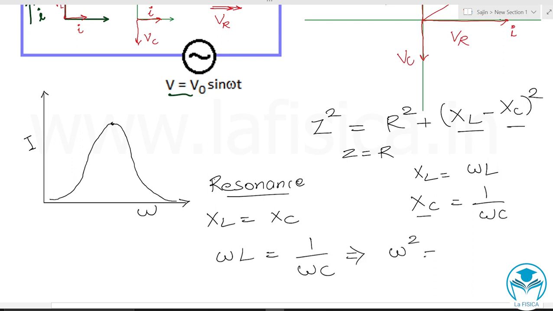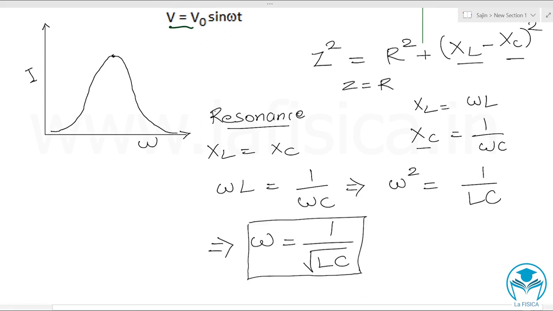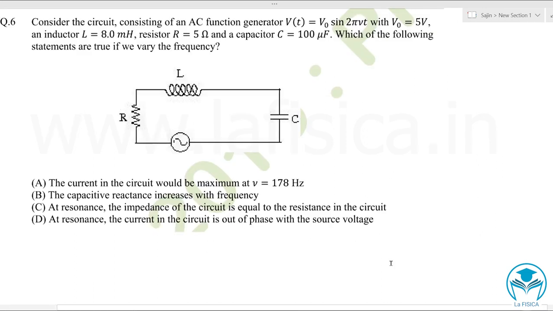Omega square is equal to 1 by LC. From that we get the resonance frequency omega is equal to 1 by square root of LC. Omega is the angular frequency. Then the frequency mu is equal to omega by 2 pi. That is, mu is equal to 1 by 2 pi square root of LC. Let us try to solve one problem which was asked in a previous year JAM examination.